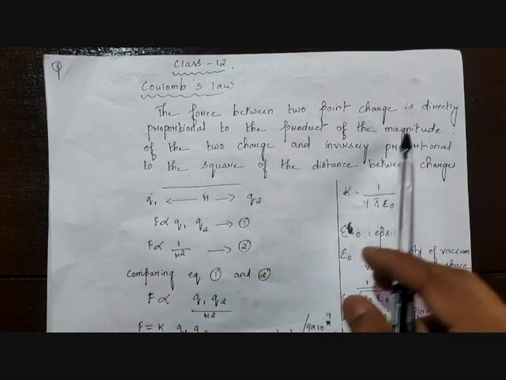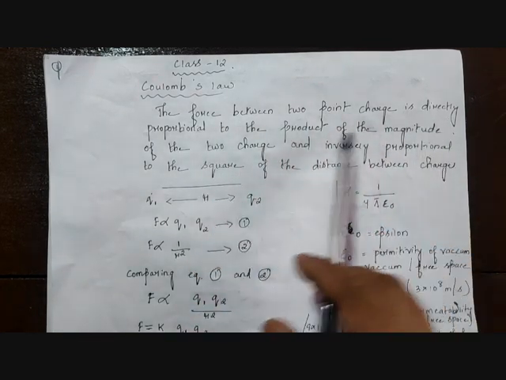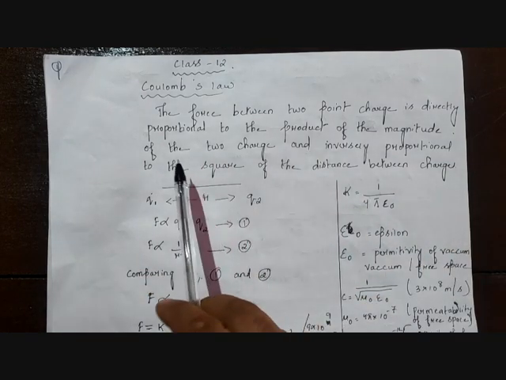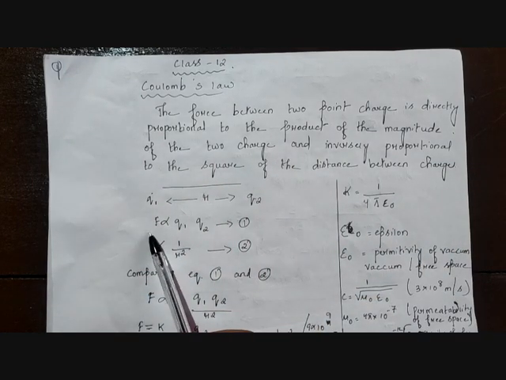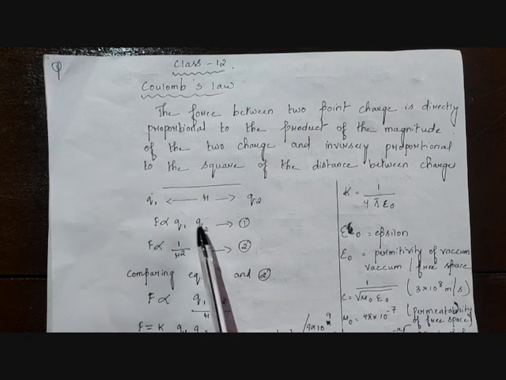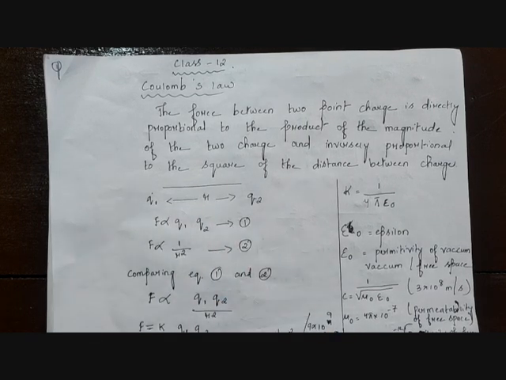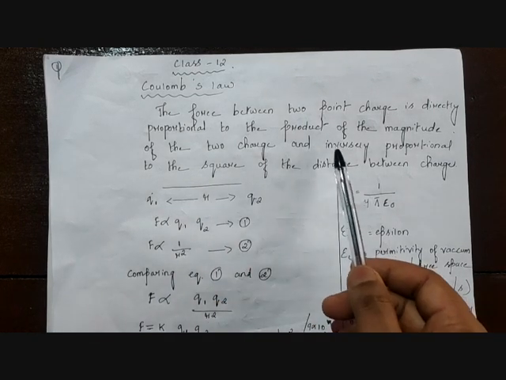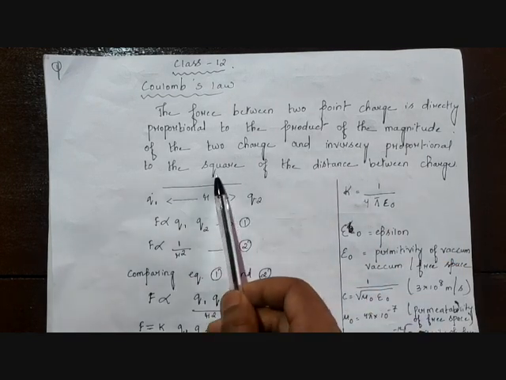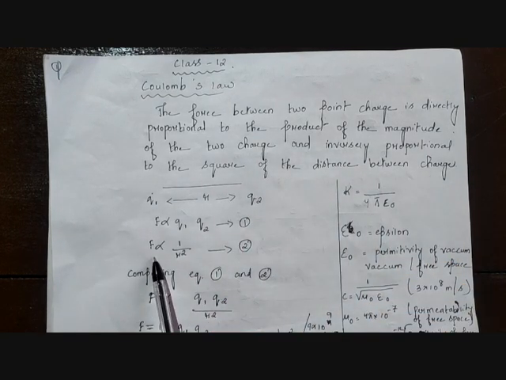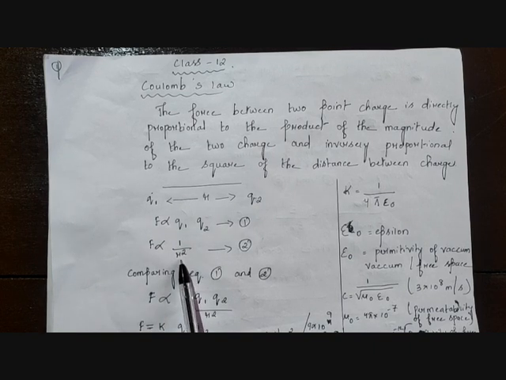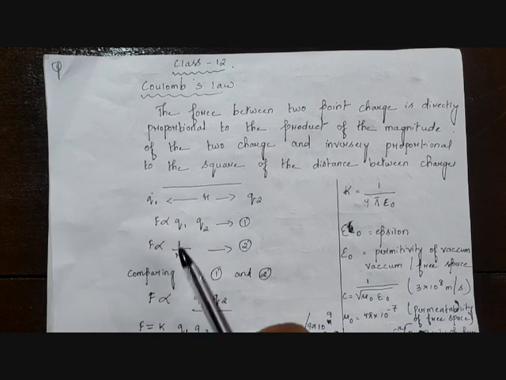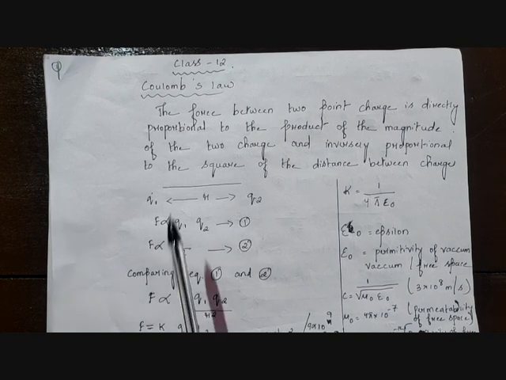the force between the two charges is directly proportional to the product of the two charges, right? So force is directly proportional to the product of two charges. And the second point said that it is inversely proportional to the square of the distance between them. So force is inversely proportional to the square of the distance between them. Now remember one thing, these charges can be the same charge or opposite charge.